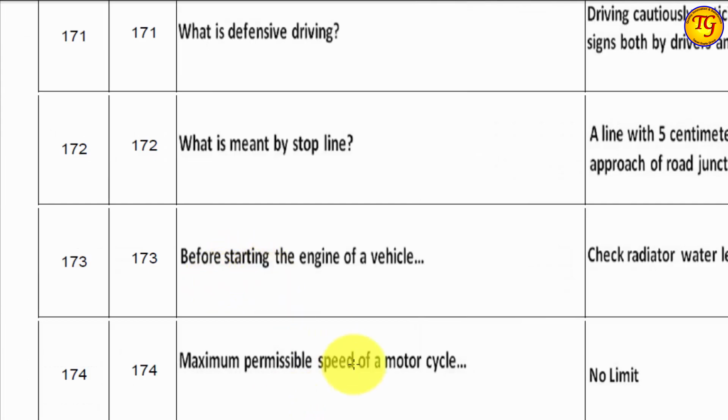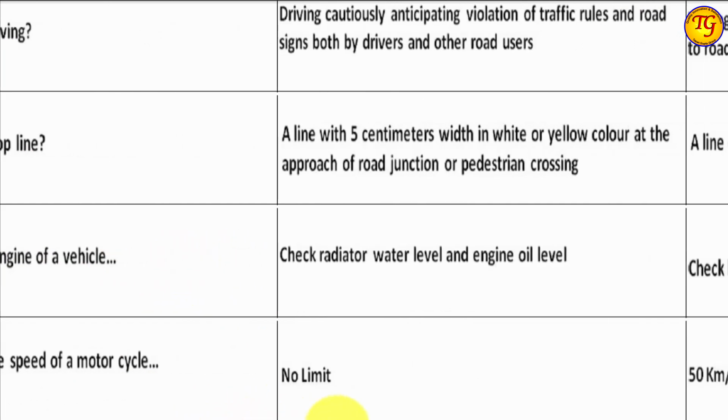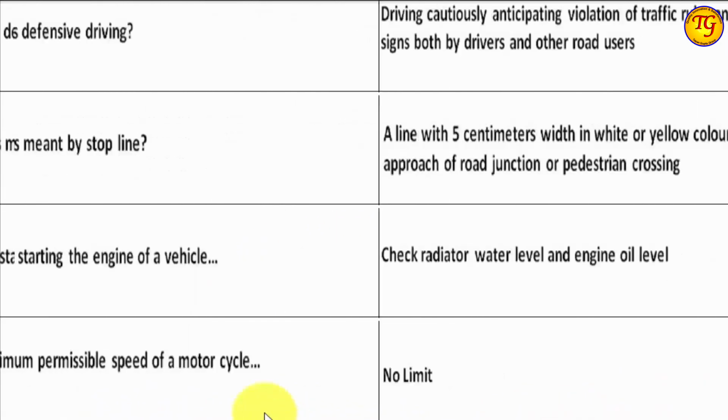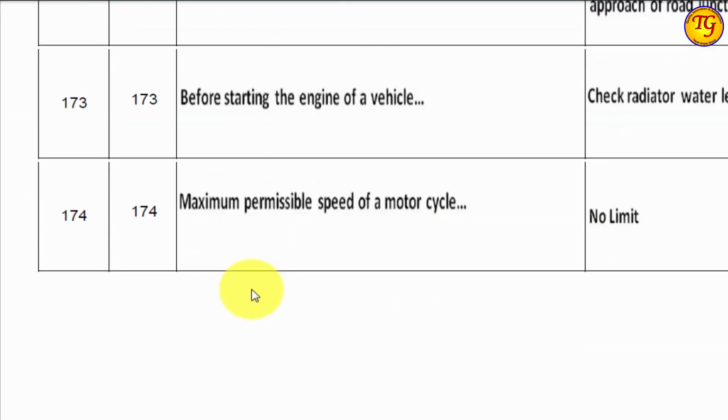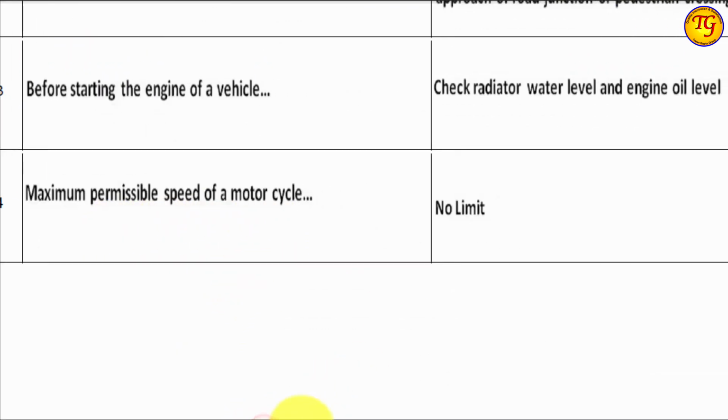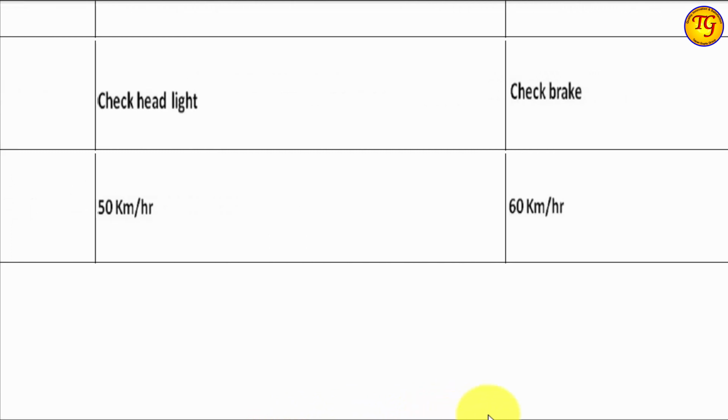173rd question says, before starting the engine of the vehicle, check radiator water level and engine oil level. So option number 1 is the correct one. Yes, option number 1 is correct. 174th question says, maximum permissible speed of motorcycle, no limit, 50 kilometers per hour, 60 kilometers per hour.